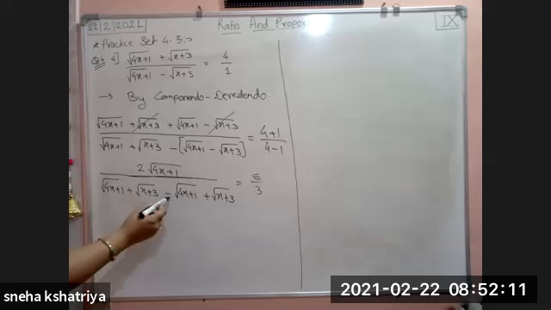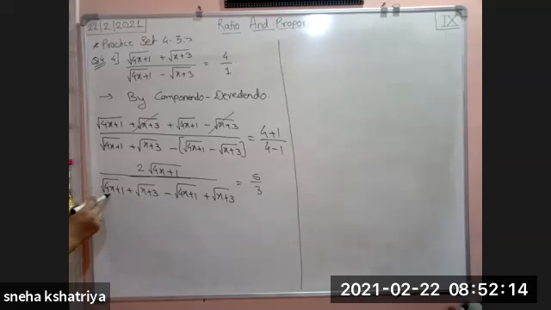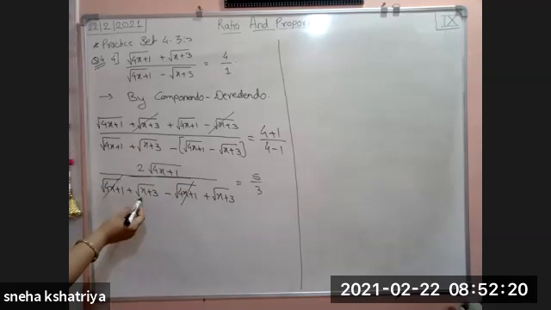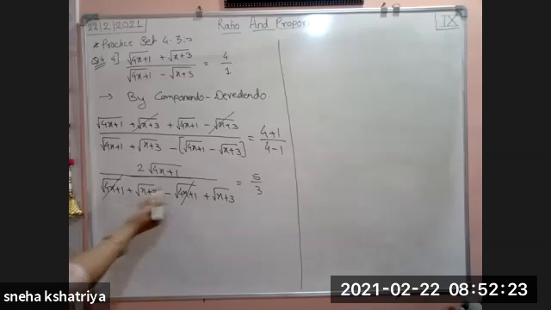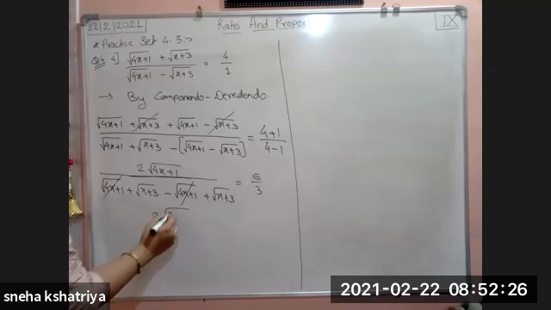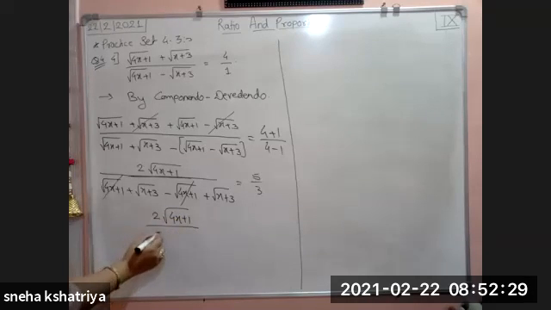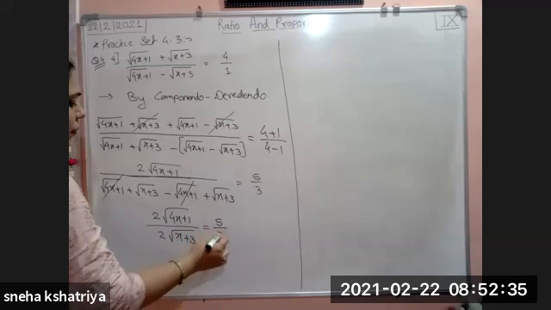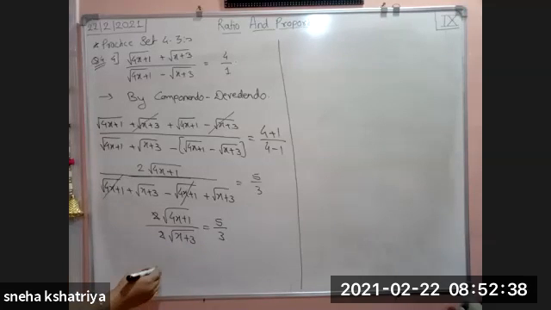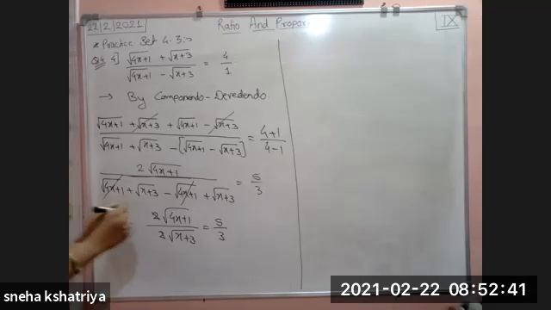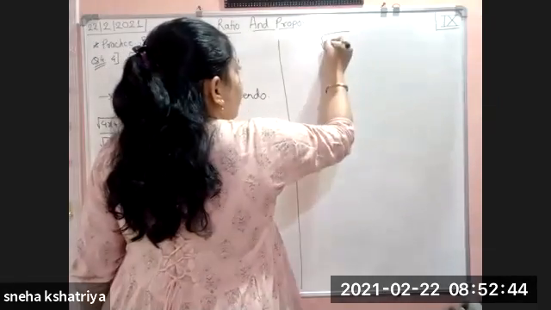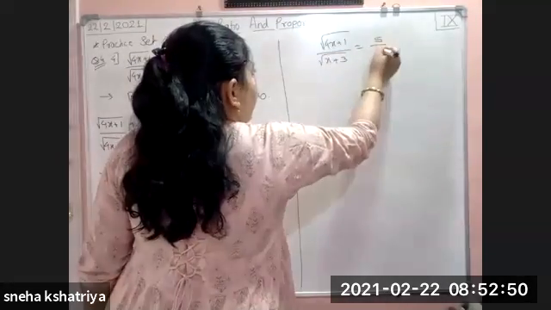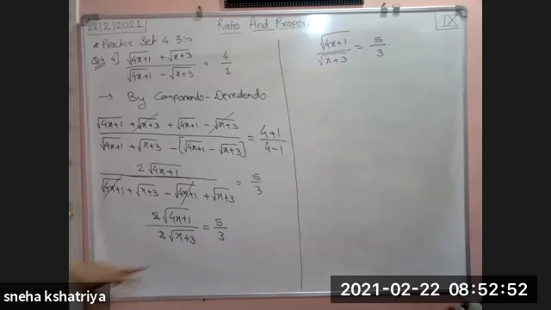Now see here at denominator, minus root of 4x plus 1 and plus root of 4x plus 1. These both terms get cancelled here. What remains? Root of x plus 3 plus root of x plus 3. Again, this is 2 times. So we will get 2 times root of 4x plus 1 divided by 2 times root of x plus 3, which is equal to 5 upon 3. Now see here again 2 get cancelled. Again what remains? I'll write it here. Root of 4x plus 1 divided by root of x plus 3, which is equal to 5 upon 3. Okay, this is the remaining term.